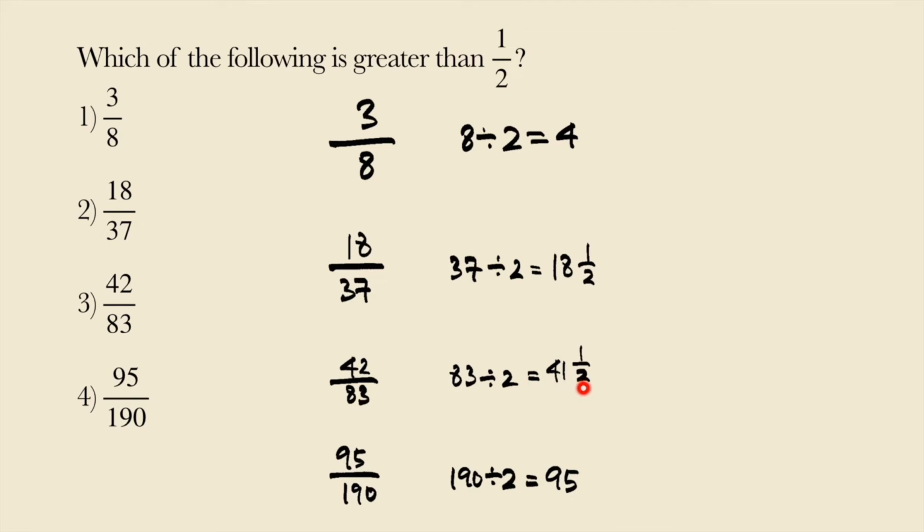83 divided by 2, this is it. Exactly half would be 41.5 units, but this is 42. So this is the fraction we're looking for. This is greater than half. Next, 190 divided by 2 is 95. This is exactly half. So we want a fraction greater than half, that would be number 3.